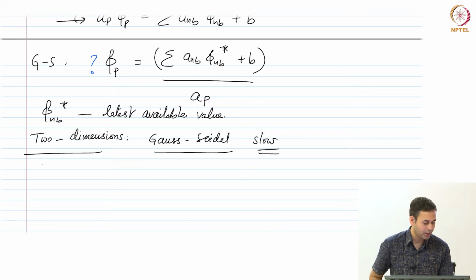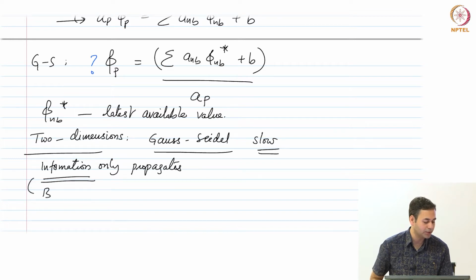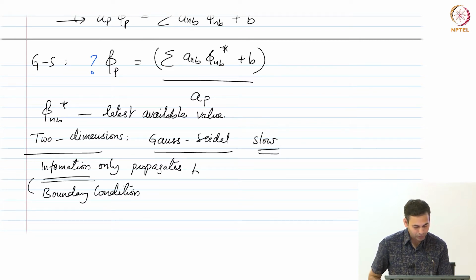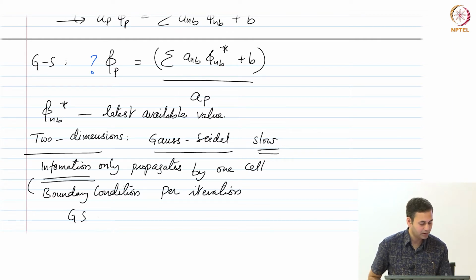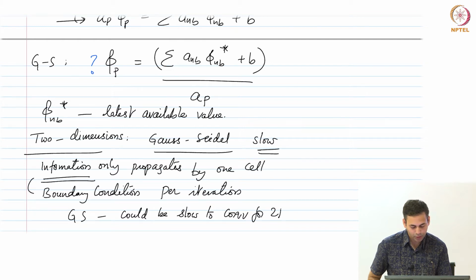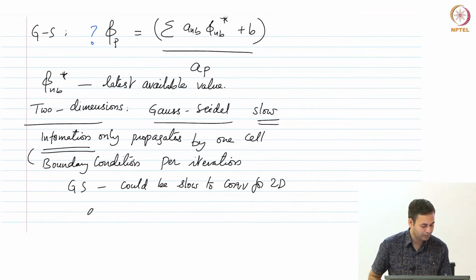Okay, so because information only propagates, this information we mean that the boundary condition information, right, because we have specified some information. So, the boundary condition information that we have only propagates by one cell per iteration. As a result, Gauss-Seidel could be slow to converge for 2D and 3D problems.